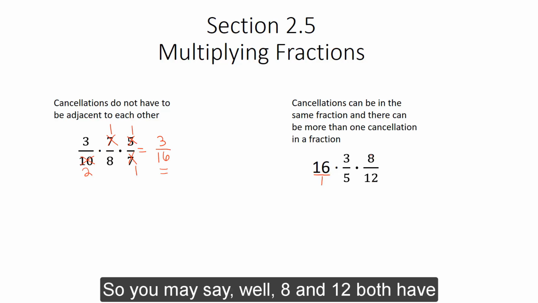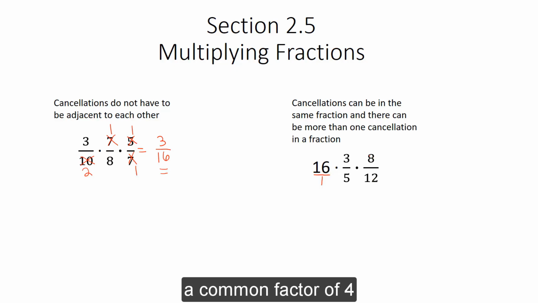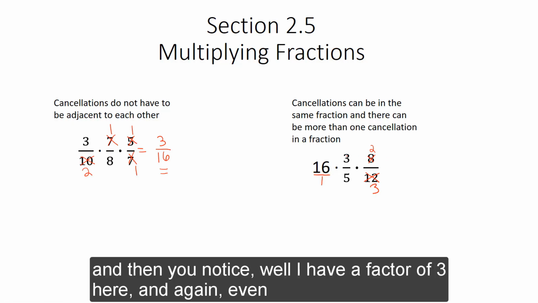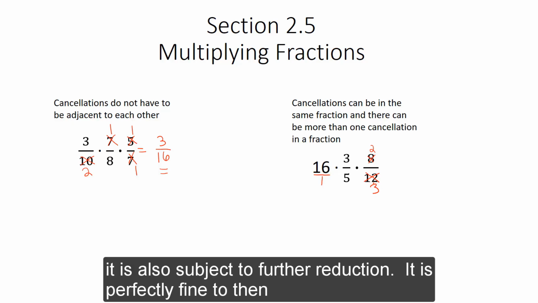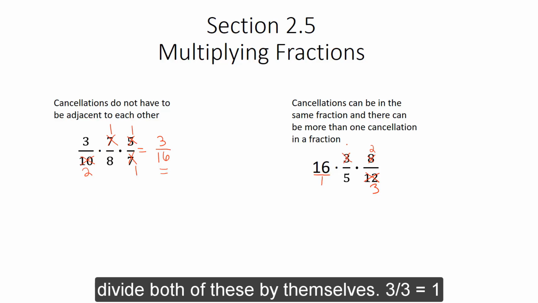So you may say, well, 8 and 12 both have a common factor of 4. So 8 divided by 4 is 2. 12 divided by 4 is 3. And then you notice, well, I have a factor of 3 here. And again, even though this is the result of a reduction, it is now the new denominator, so it is also subject to further reduction. So it is perfectly fine to then divide both of these by themselves. 3 divided by 3 is a 1.